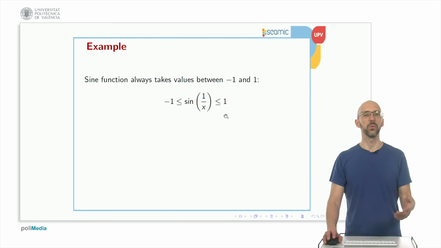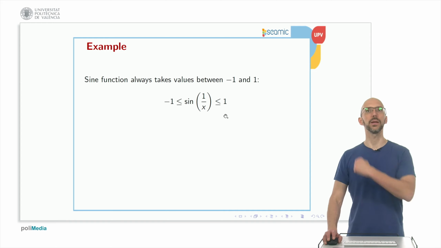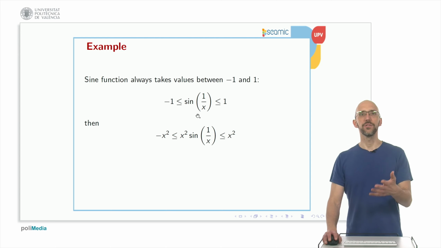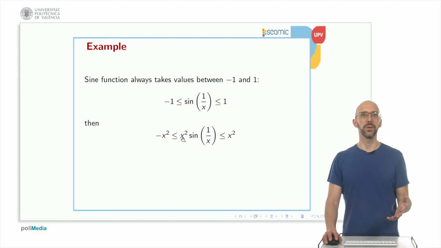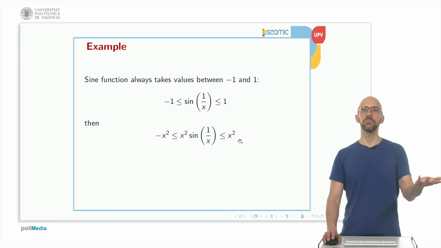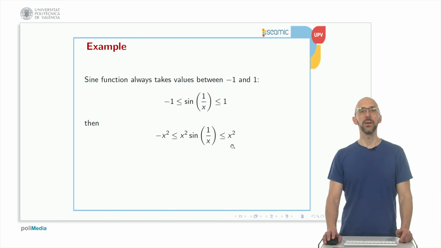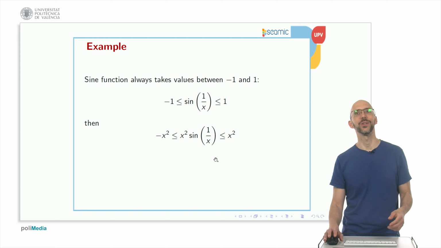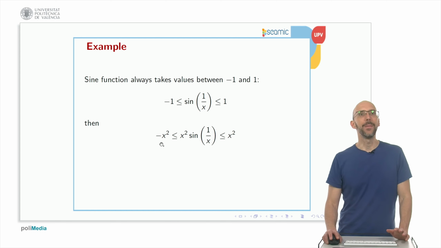This is an inequality. What are we going to do? We are going to multiply everything by x squared, as you can see here. Okay, so x squared times -1 is -x squared. This function sine of 1 over x multiplied by x squared, and 1 multiplied by x squared, the same, x squared. Okay, perfect. So what do we have? We have three functions. Minus x squared, this function in the middle, and x squared.